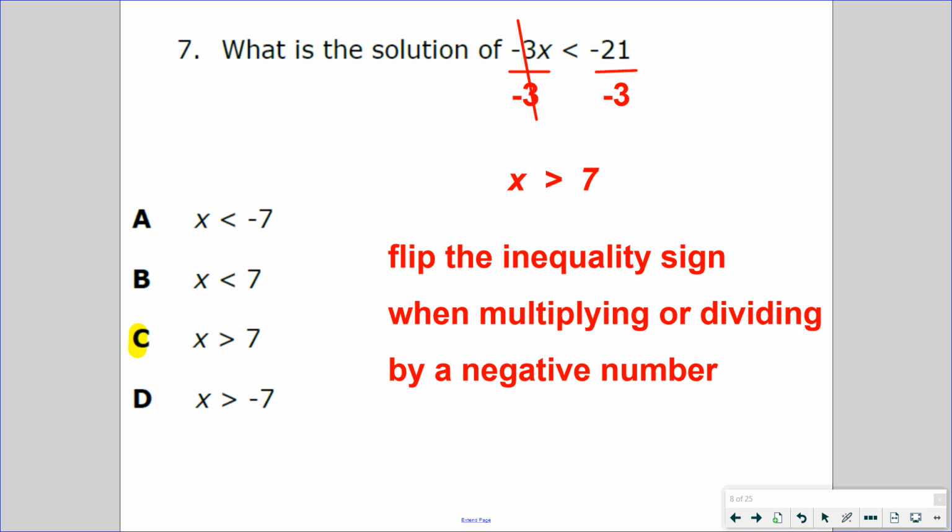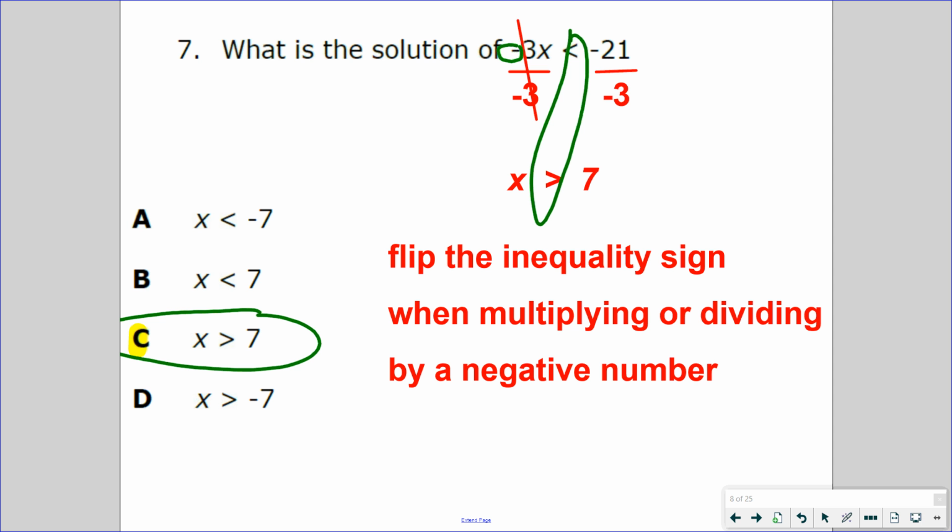All right, so next one, number 7. What is the solution of this? So I divide by -3 on both sides. Cancel. -21 divided by -3 is 7. Notice what I did here. Because I am multiplying and dividing by a negative number, I have to flip it around. Think about it, this means you do the opposite. So the opposite of less than is greater than. So that's why C is the answer.